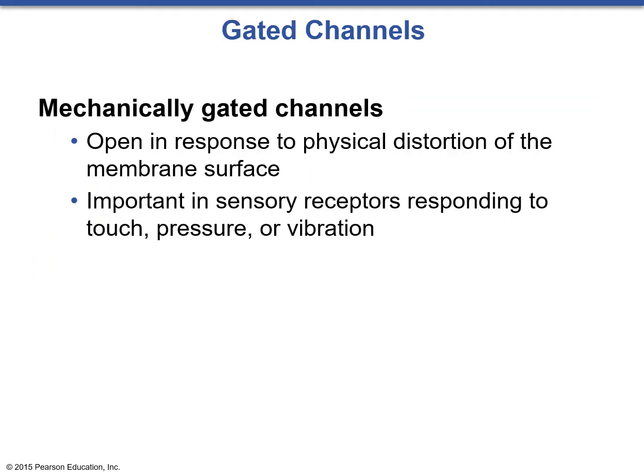The last type is mechanically gated channels. Mechanically gated channels are going to open in response to a physical distortion of the membrane. This is important in sensory receptors responding to touch, pressure, or vibration. Another example of this is the RYR channel that is opened by changing the shape of the DHP receptor in the excitation-contraction coupling of muscular contraction.